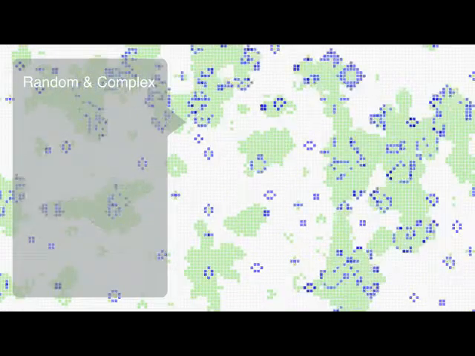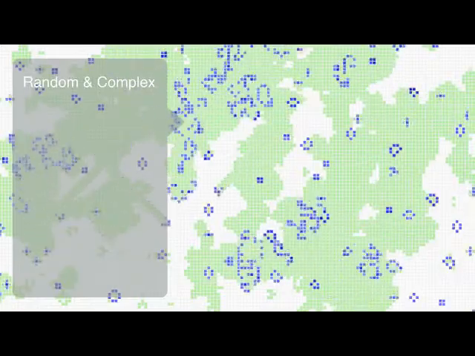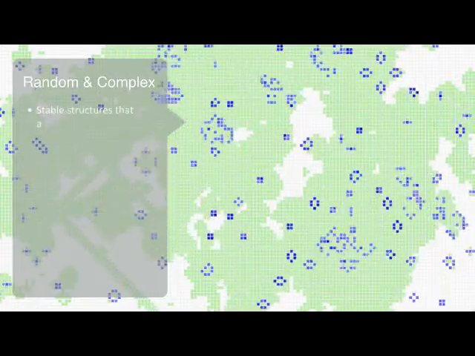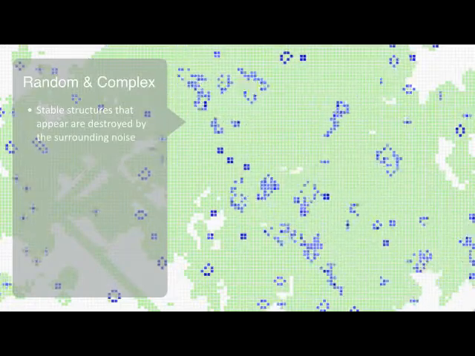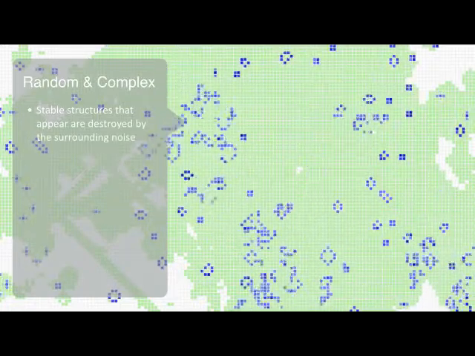Class 3 patterns are random, where nearly all initial patterns evolve in a semi-random or chaotic manner. Any stable structures that appear are quickly destroyed by the surrounding noise. Local changes to the initial pattern tend to spread indefinitely.